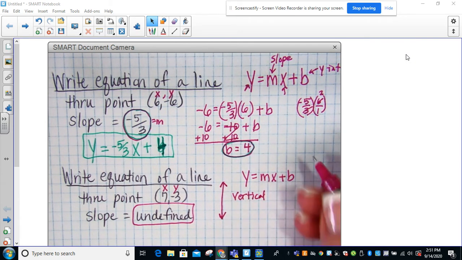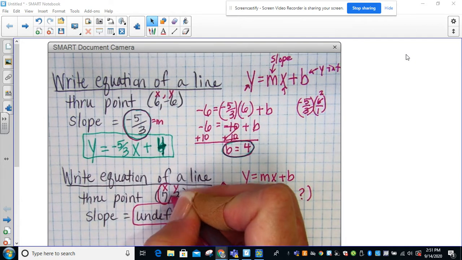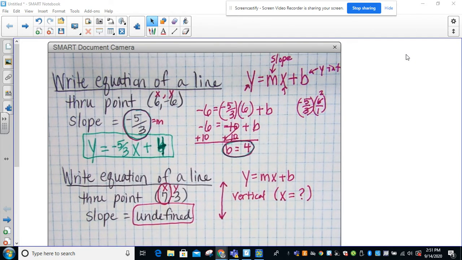And we should know from experience that for a vertical line, the equation is x equals some number. It doesn't even have a y in it at all. So, look, what does x equal in this equation? 7. So that would be the equation for this line. It's special because it's a vertical line. So it doesn't have your y equals mx plus b. It's just x equals a number.